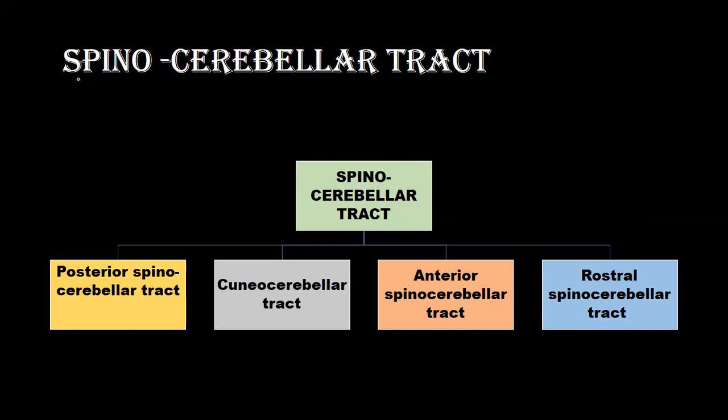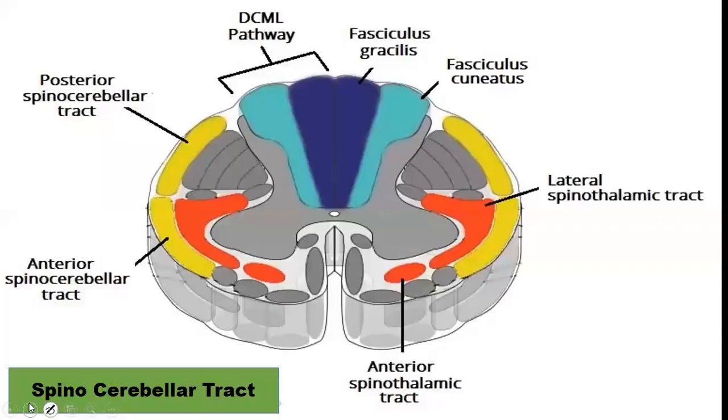As the name suggests, it connects the spinal cord to the cerebellar part. So we have the posterior spinocerebellar tract. If there is a posterior, we again have an anterior spinocerebellar tract. Then we have a cuneocerebellar tract, and we have a rostral spinocerebellar tract.